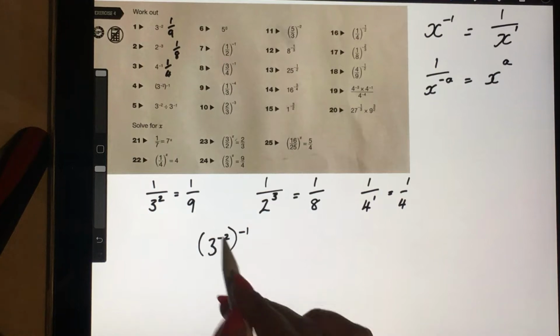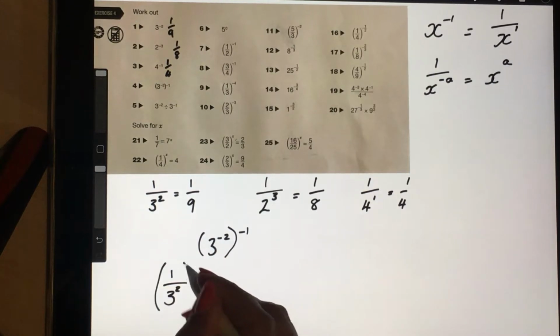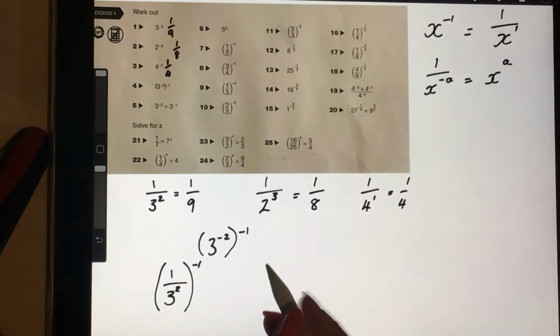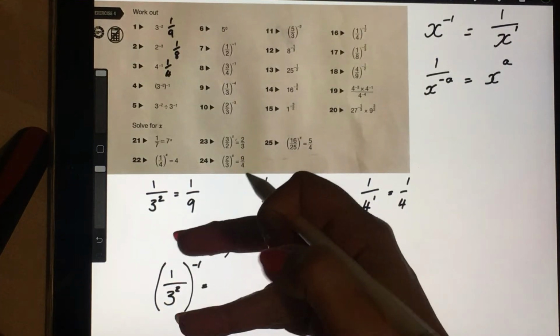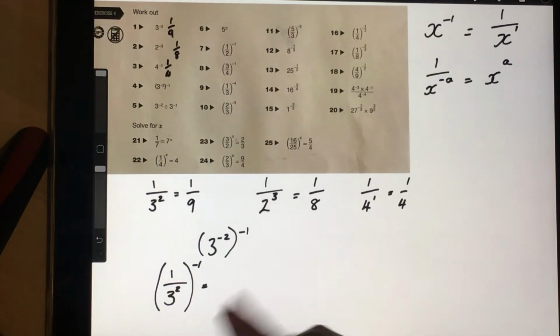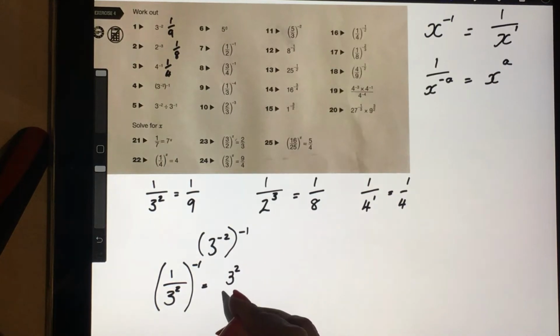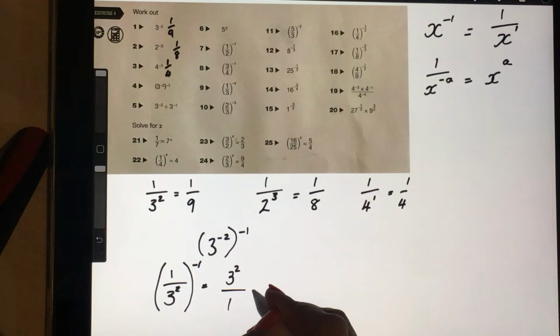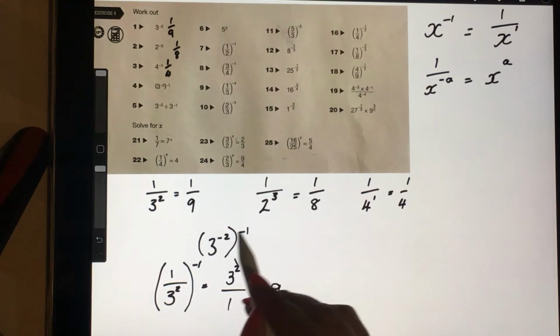Now, you have a choice. You can either do this, 1 over 3 to the power of positive 2, all to the power of negative 1, and that means that you have to flip the whole fraction on the inside of the bracket, which will give you 3 to the power of 2 over 1, which is just simply 9.